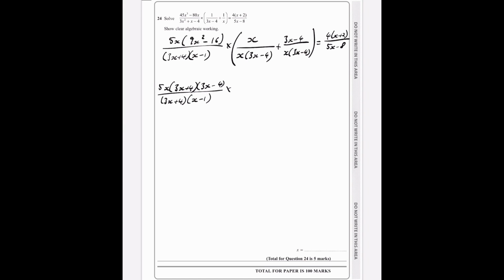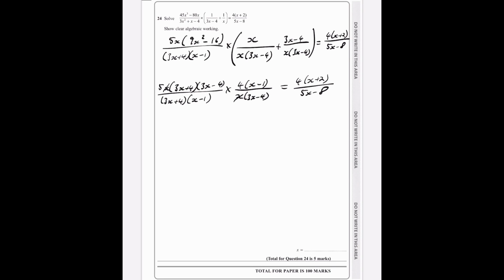For the addition of the two fractions, well, the numerator will be x plus 3x minus 4, which is 4x minus 4. I'm actually going to factorise that immediately to 4 lots of x minus 1. That's over x times 3x minus 4, and that's equal to 4 lots of x plus 2 over 5x minus 8. I've not touched anything on the right-hand side. Then let's cancel everything that cancels.